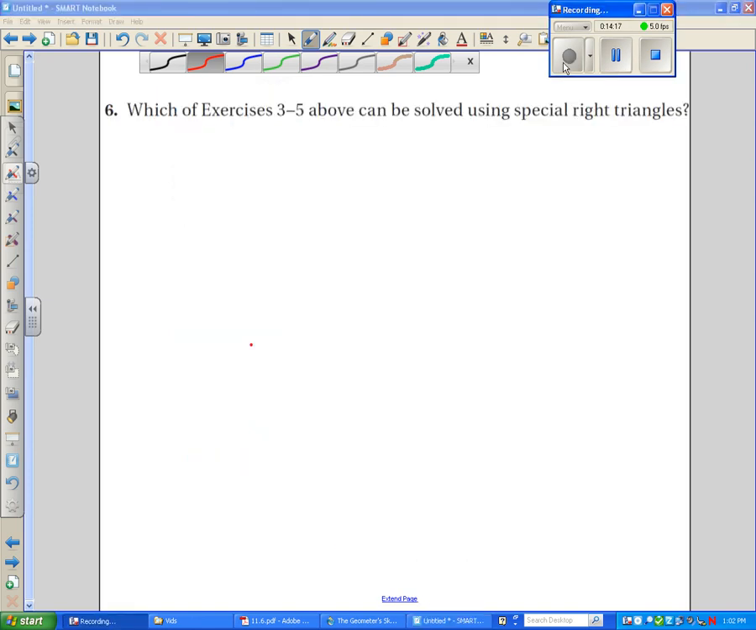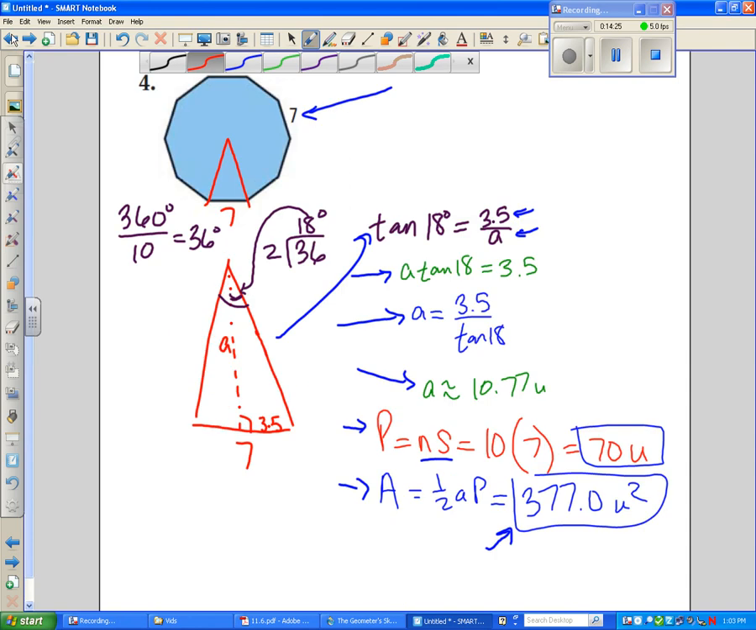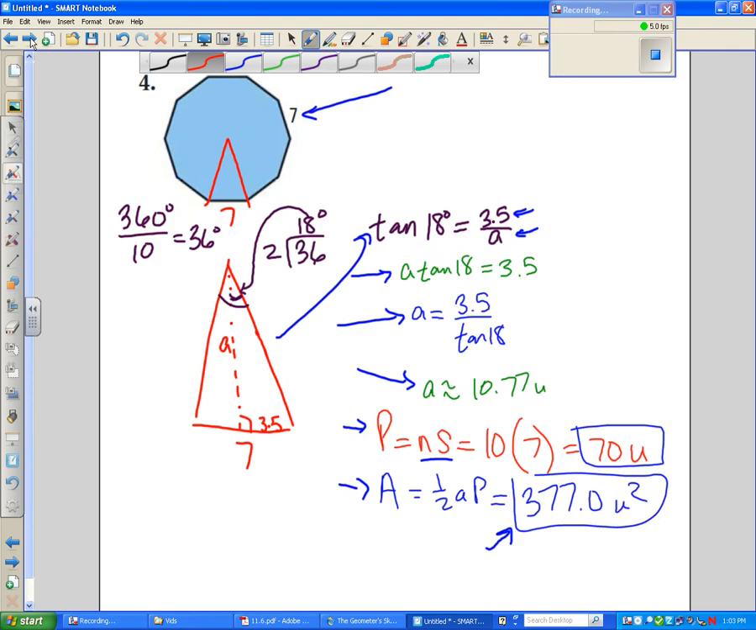Obviously, on number 6, I said that the last one was special right triangles. That was a 30, 60, 90. Number 4 deals with a decagon. Nope, there's no special right triangles, 45, 45, 90, 30, 60, 90. And the pentagon, neither is a special right triangle. So that's it for the video.